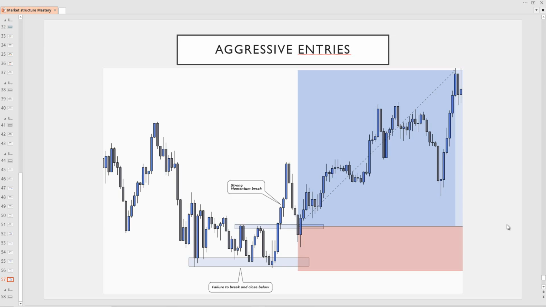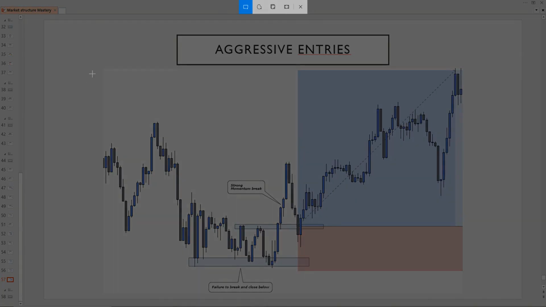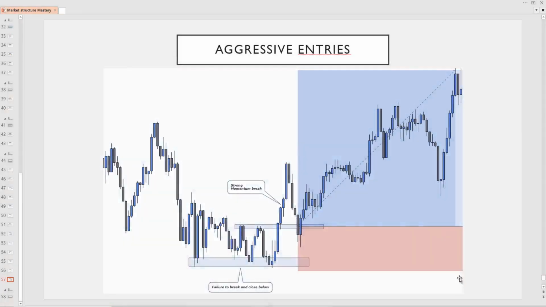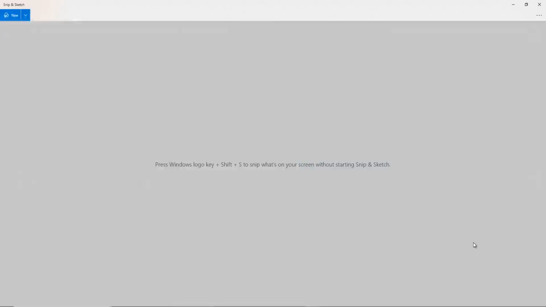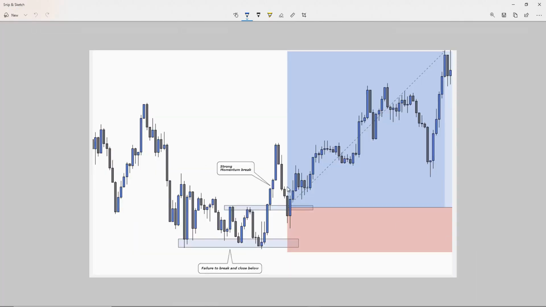And one final example. Let me screenshot it again. Let's have a look. Yeah, this is actually perfect. This is a really nice strong momentum break. Okay, so what do we have? We have an overall downtrend right there as well. The market creates lower high, lower high, lower high, lower high.